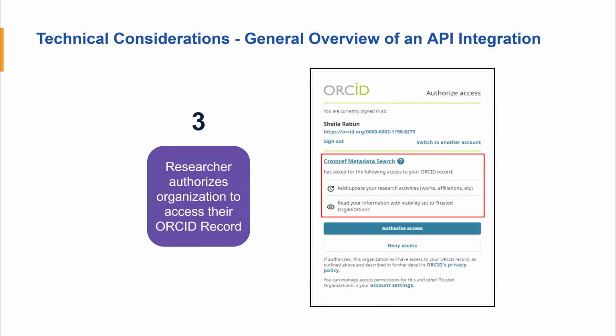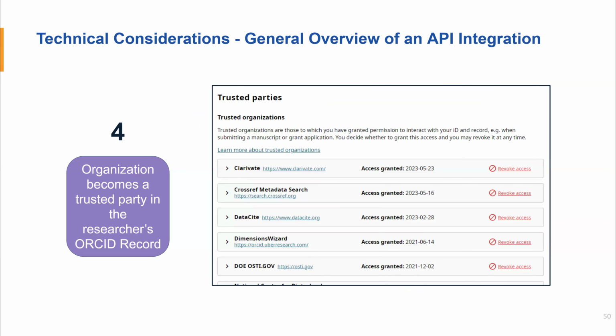Once they provide their credentials, they will be presented with the permissions that you're asking for as an organization from the researchers. So you're asking to, say, update their research activities, for example, or you want to read their data, that sort of thing. And once all of that is done, your organization will become a trusted party in their ORCID record. The researchers can see this as part of their information when they go to the settings side or the admin side of their ORCID record, at the top right area.